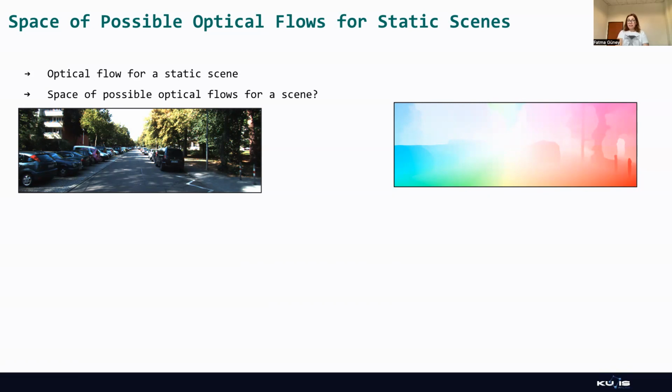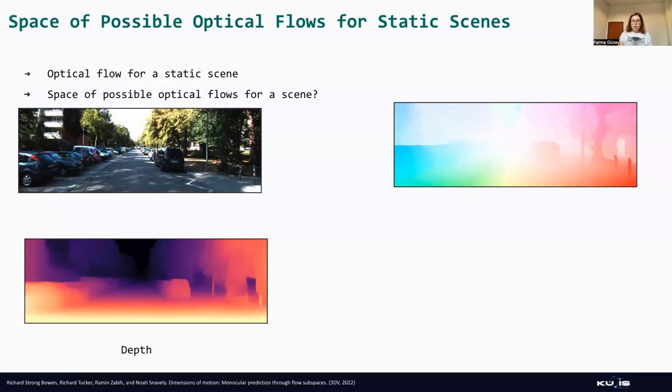Previous work asked a very interesting question. For a static scene like this, what is the space of all possible optical flow vectors? What do we need to know about the scene to obtain the space of all possible optical flow vectors? Again, nothing is moving other than the camera. If we know the scene structure, we can imagine the possible changes according to camera motion.